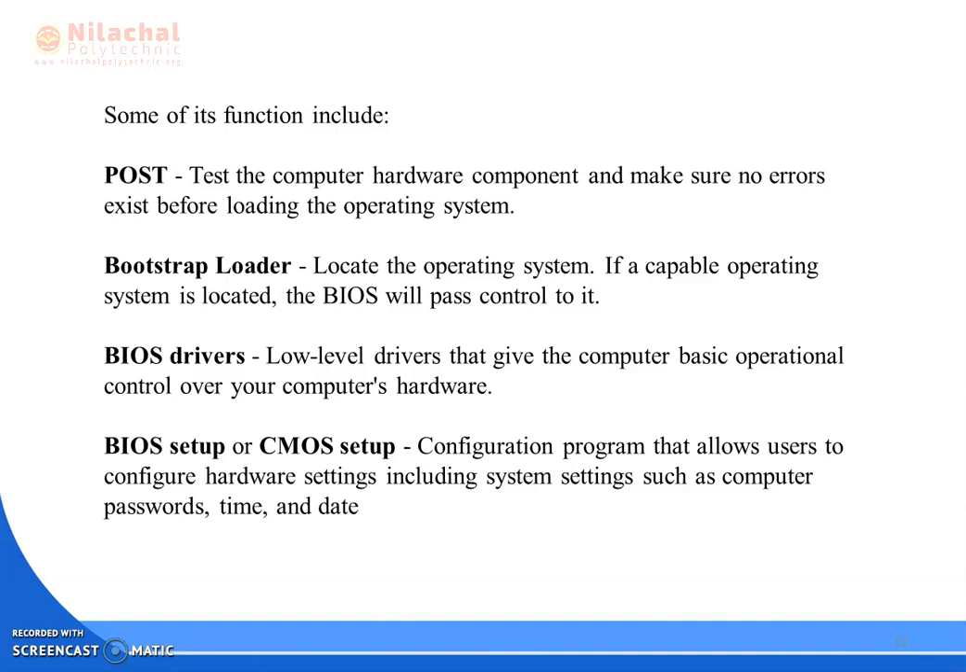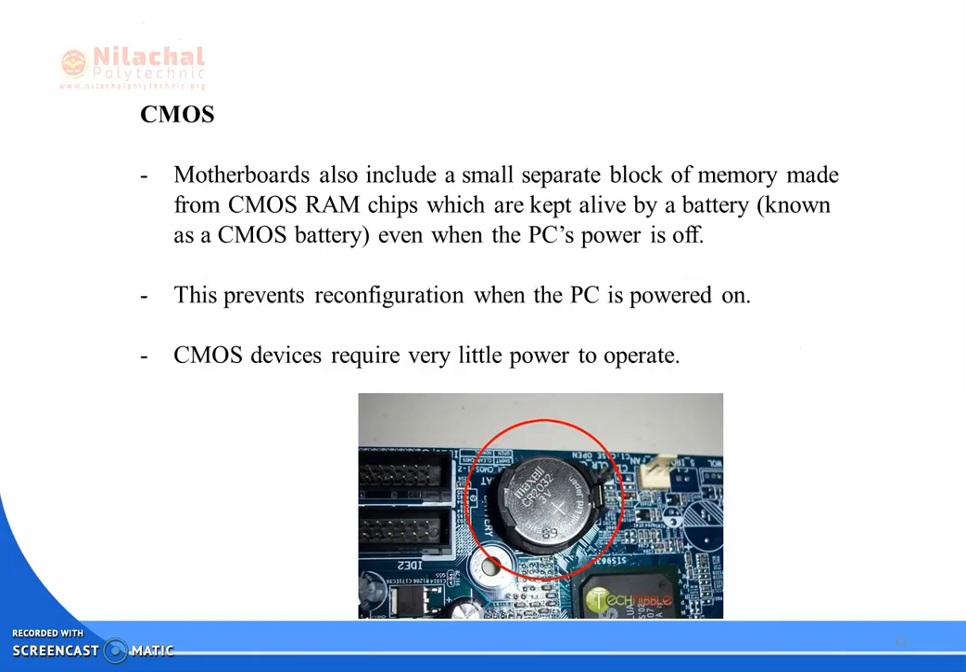We will next be reading about the CMOS. So what is CMOS? CMOS is nothing but a 3-volt battery which is used to update or change all the user configurations in the system. The motherboard includes a small separate block of memory made from CMOS RAM chip, which is kept alive by a battery, a 3-volt battery known as the CMOS battery, even when the PC is powered off. So once we set all the settings, we need to keep them as non-volatile memory, so a battery is attached.